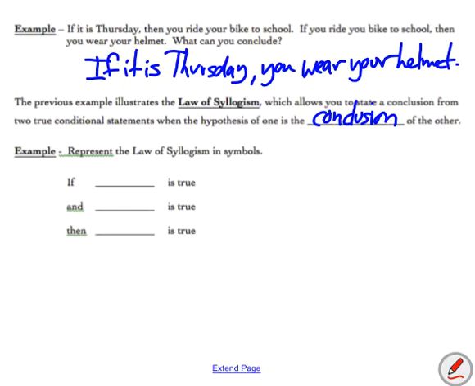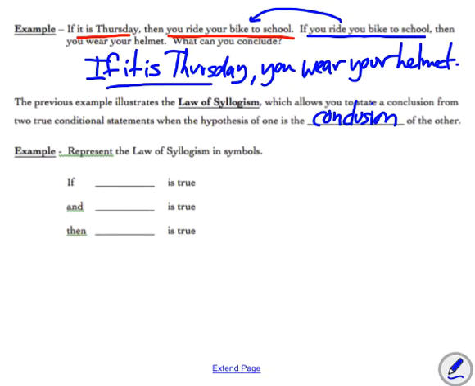The basic idea here is that if it is Thursday, then you ride your bike to school. So we have a conditional statement, with a hypothesis and a conclusion. The second statement that follows is actually an instance of the conclusion from the previous one, right? If it's Thursday, then you ride your bike to school. If you ride your bike to school, then you wear your helmet. It's connected by that piece. That's the bridge that connects those two statements.